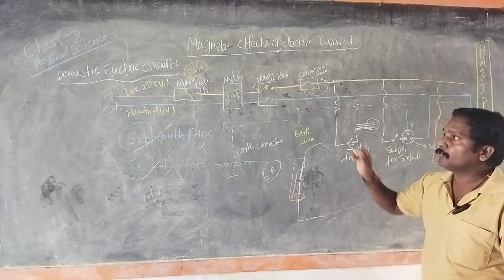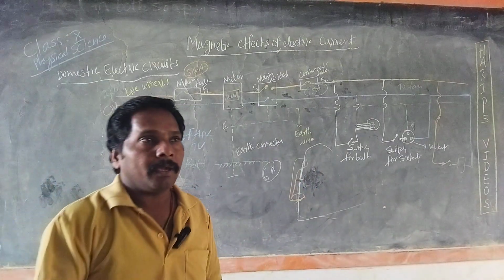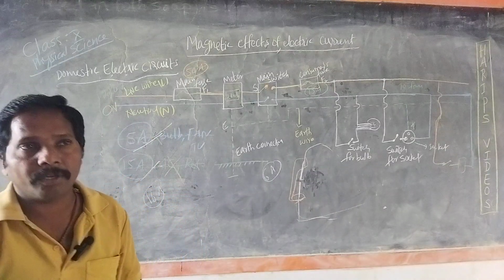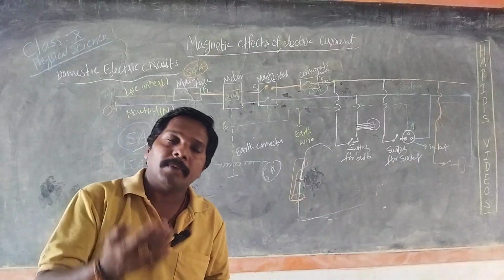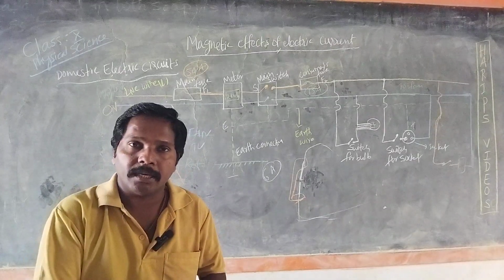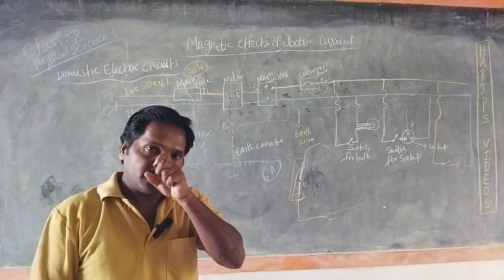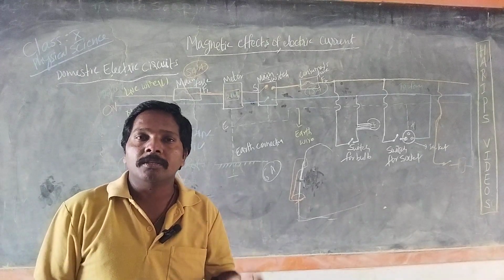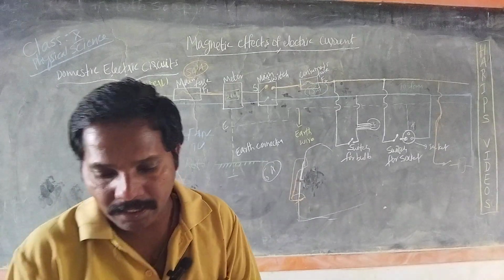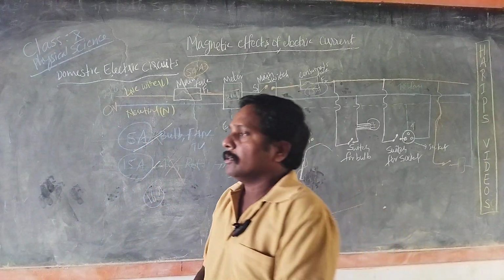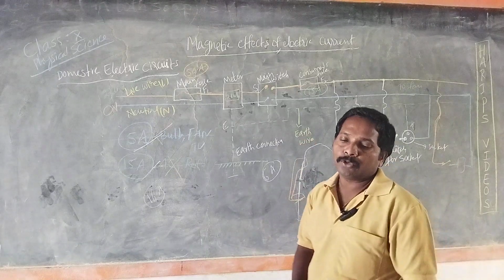So in this way, fuses protect the electrical appliances by opening the circuit. Due to the heating effect, the metallic fuse wire gets heated. Due to heating, it melts and the circuit is broken. Once the circuit is broken, there is no passage of electric current. So in this way, fuses are helpful to us.